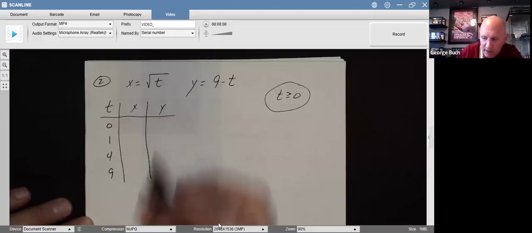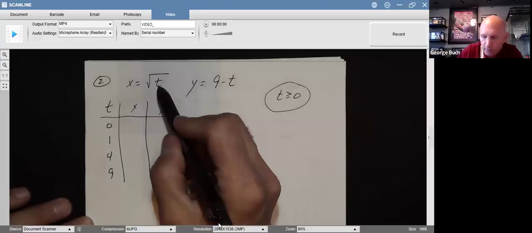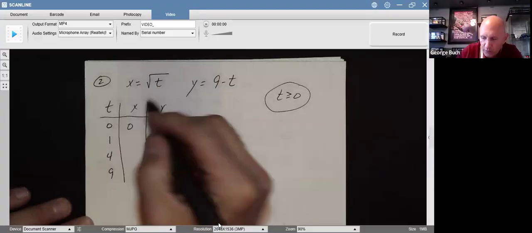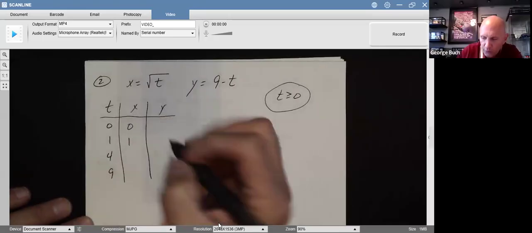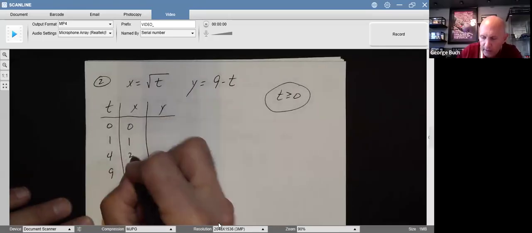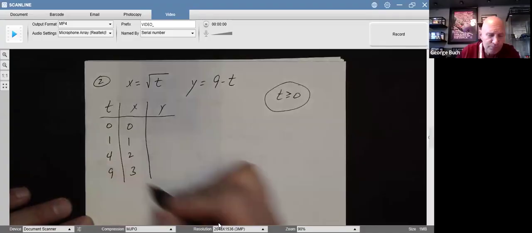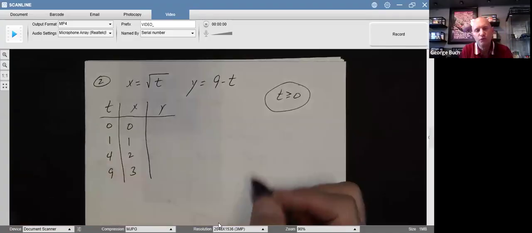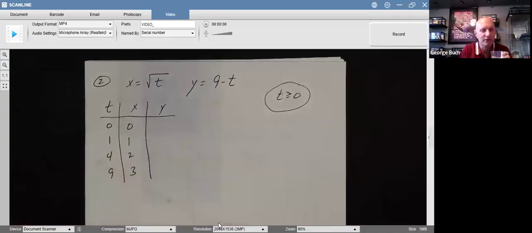So when I plug t into x, square root of 0 is 0. Square root of 1 is 1. Square root of 4 is 2. Square root of 9 is 3. And again, you could do 0, 1, 2, 3, you're just not going to get nice numbers. You're going to get square root of 2, square root of 3, etc.